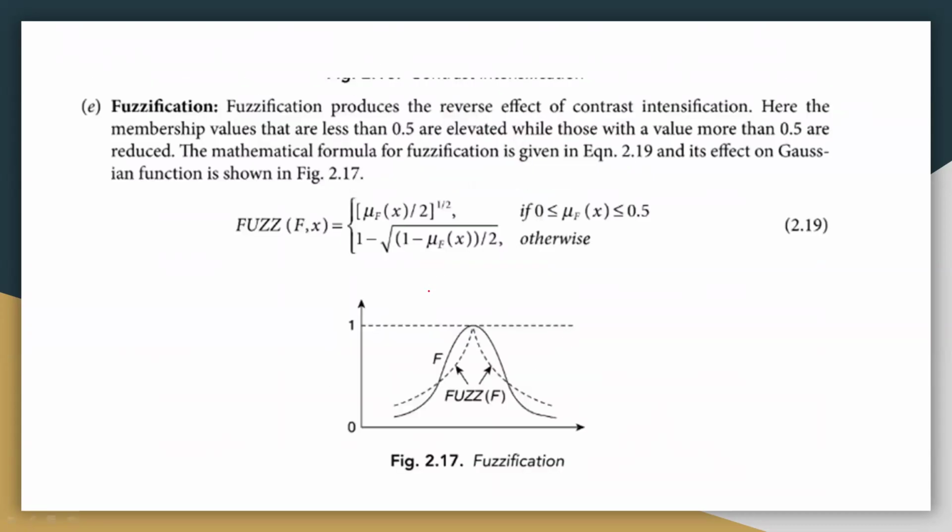Fuzzification is the opposite of this. Here, when the membership values are between 0 and 0.5, those will be elevated, while those that are more than 0.5 will be reduced. So if the membership value falls in this range, those are elevated, you can see. But the ones that are above 0.5 will be reduced. That is why the graph is much more pointed here.